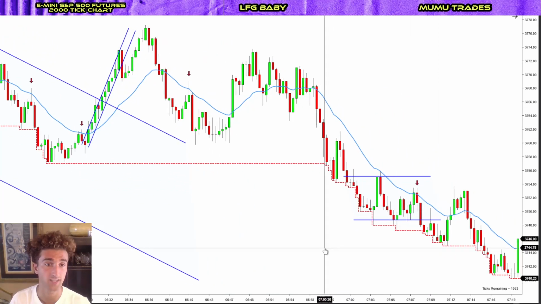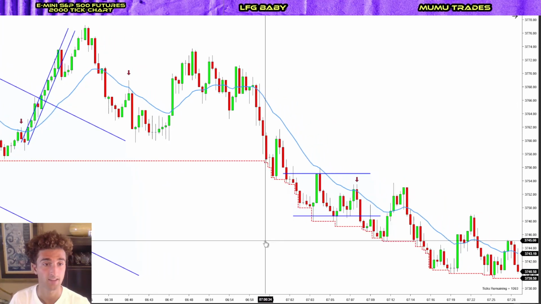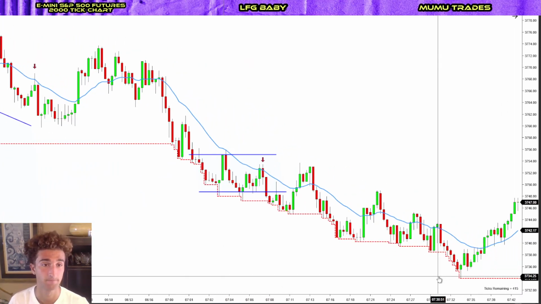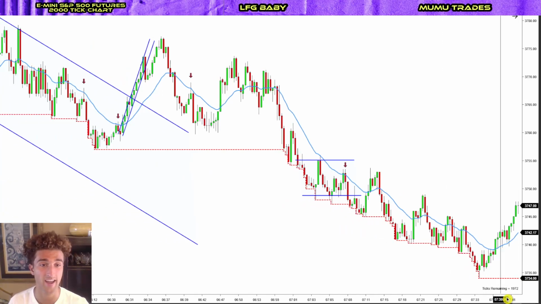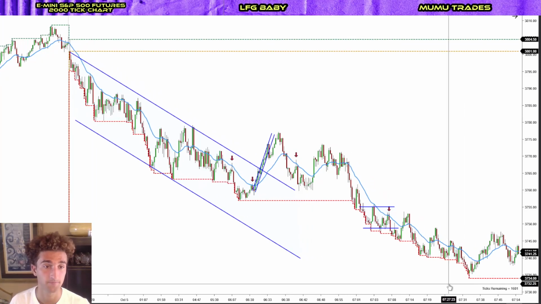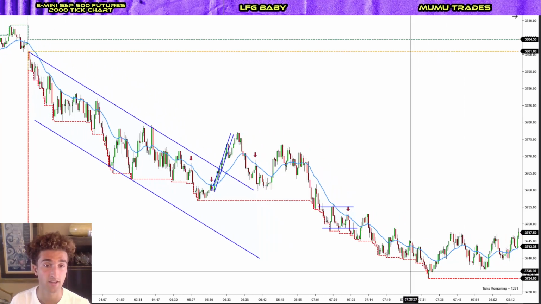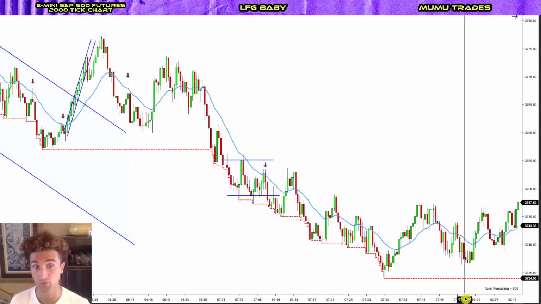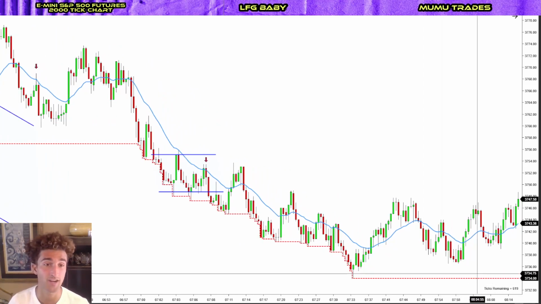And we keep pushing lower. And eventually we do end up bouncing out, but there's no real great entries, and it just looks a little stacked. So now we can start thinking that, okay, we're either going to start forming a range, or we're going to start a trend in the other direction.